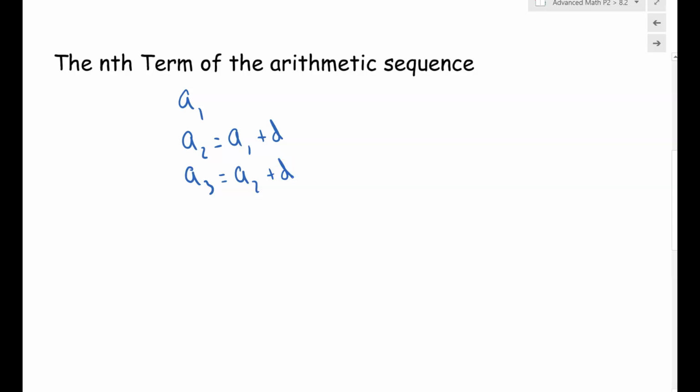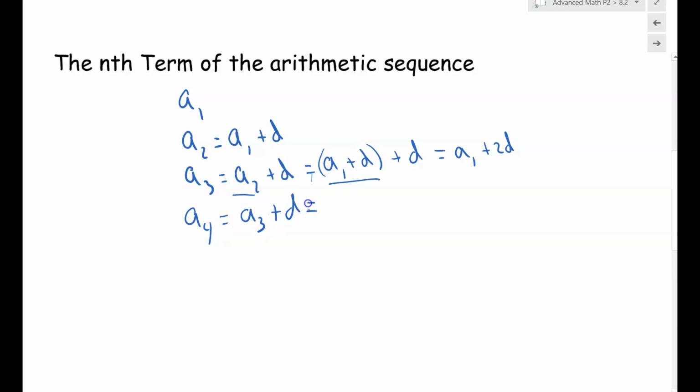Right? Okay. Well, let's think about that though. We just said the second term is a sub 1 plus D, right? It's that. And then we have this other D. So this is this, okay? Well, let's simplify that a little bit. That's a sub 1 plus 2d. Okay, now we're looking for a pattern here. So let's go to the fourth term. Well, I would take the third, whatever it was, and add a d to it. But we just said the third is this. So a sub 1 plus 2d plus another d, because that's that. And so this gives me a sub 1 plus 3d.